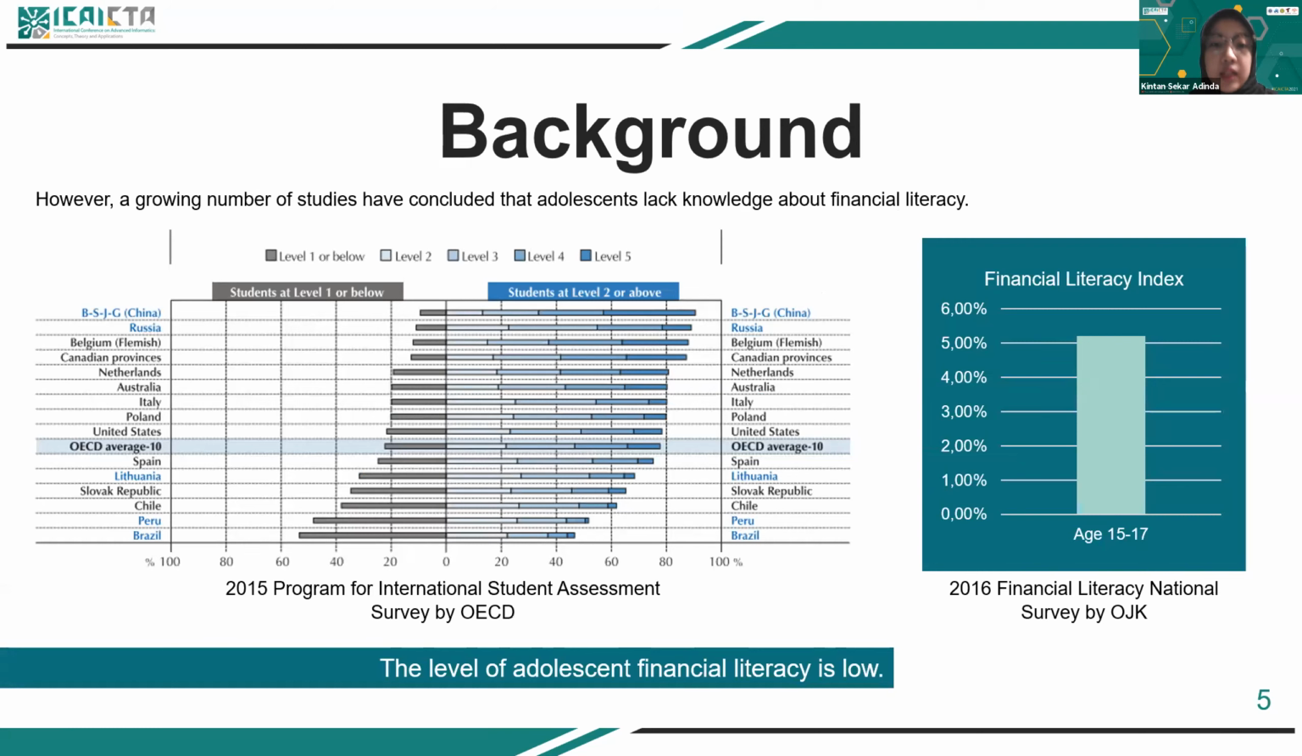The 2015 PISA survey by the OECD of 15-year-old students found that, on average, 22% of respondents were not proficient in basic financial skills. The National Financial Literacy and Inclusion Survey conducted by OJK, Otoritas Jasa Keuangan, in 2016 showed that the financial literacy index of adolescents aged 15 to 17 years was at 5.2%, as I mentioned before. Based on the data, the low level of adolescent financial literacy is the first problem.